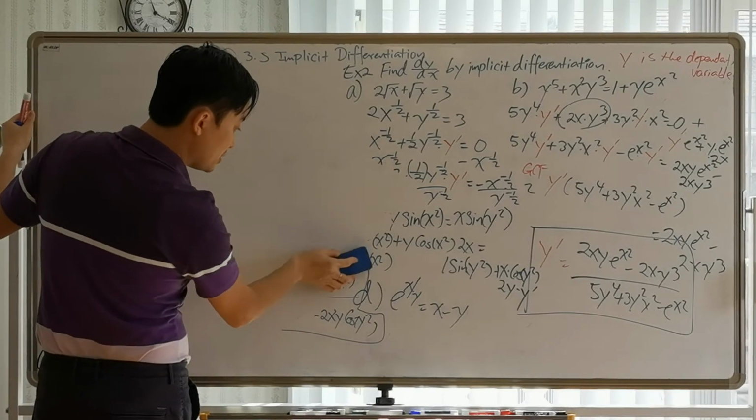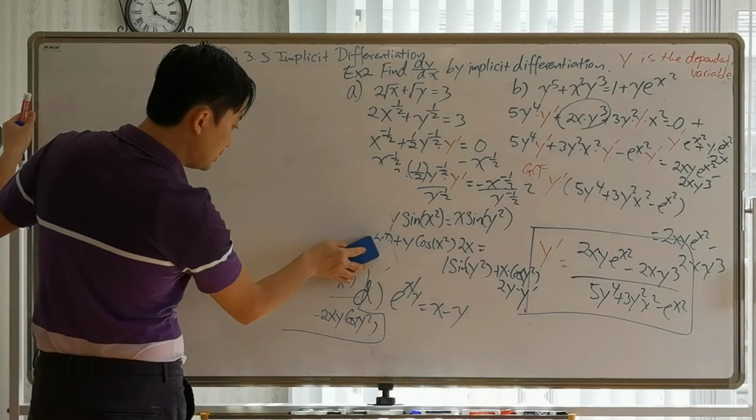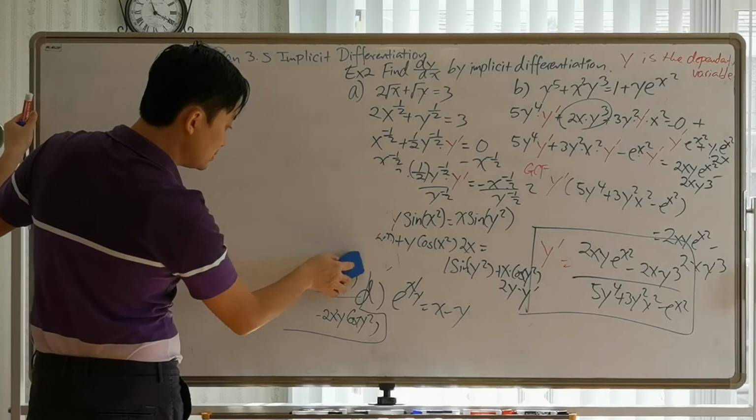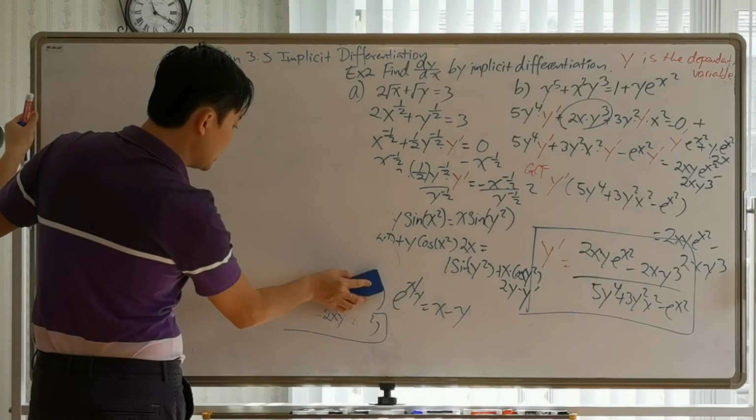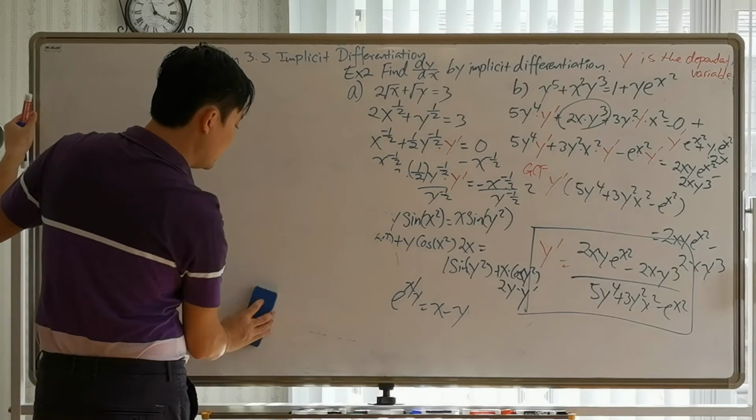Now for part D, we have e to the power of x over y, and that equals x minus y. And we want to find the derivative, y prime.